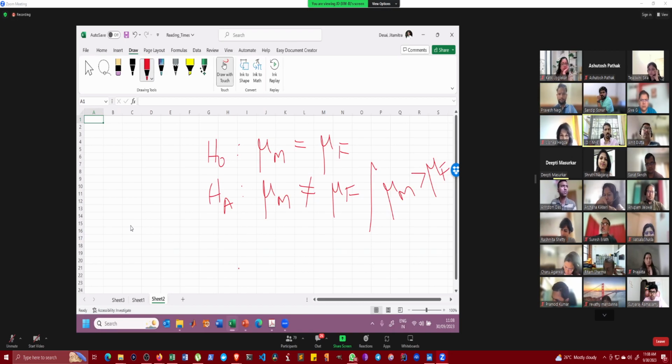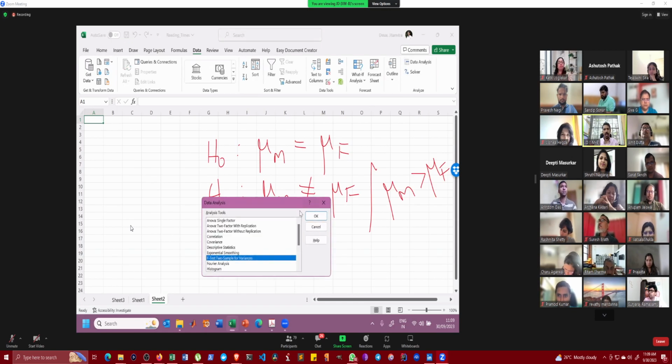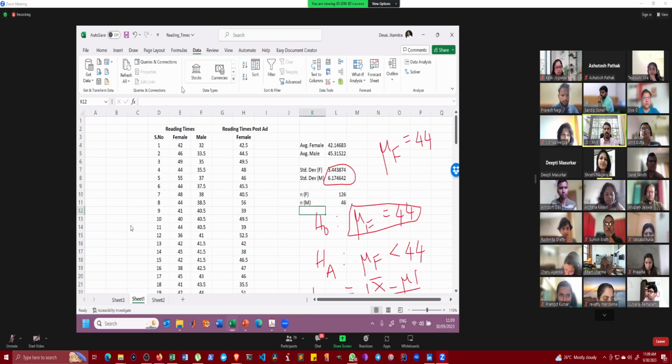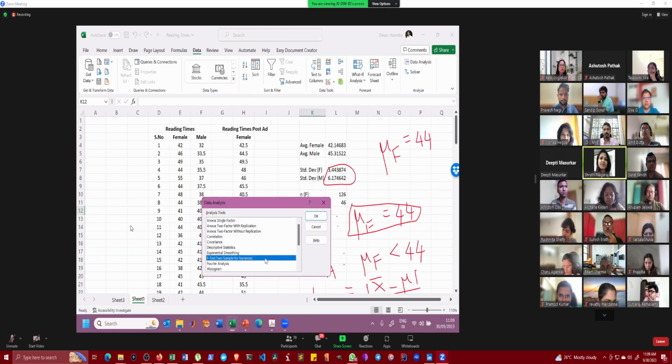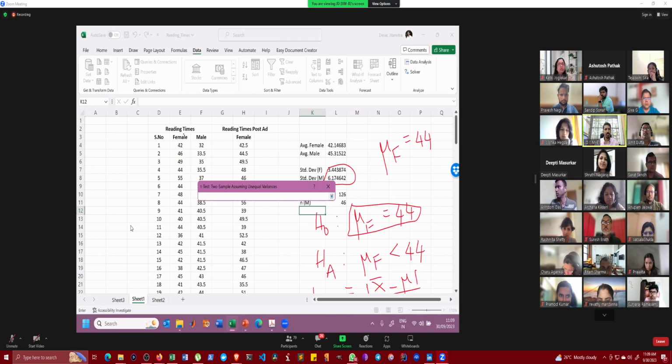Okay, so let's do the two tail test. Again, how am I doing this? I go to data and data analysis, and now I am selecting the t-test with unequal variances. Click OK. Variable range 1 and 2.